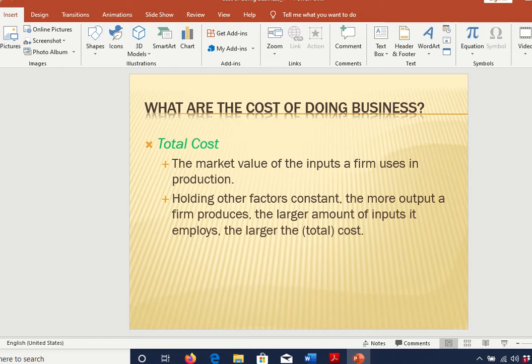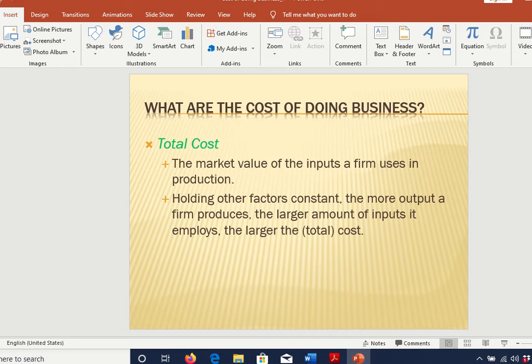For example, if you want to make a shirt, you need cotton, that's a raw material, and you need a sewing machine, that's capital goods and services. So machines, equipment, and most importantly, workers. So these are inputs or factors of production, and they all cost money. So the market value of the input a firm uses in production gives us the total cost.